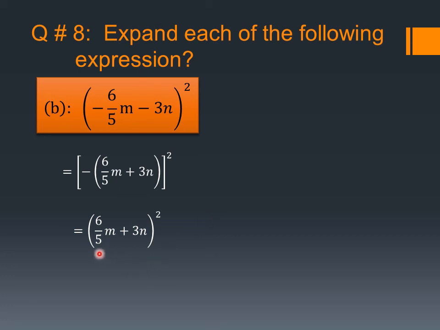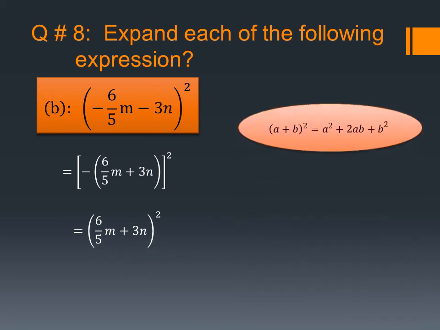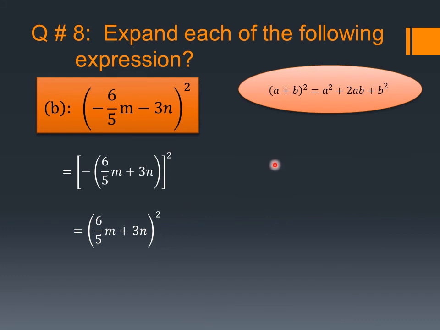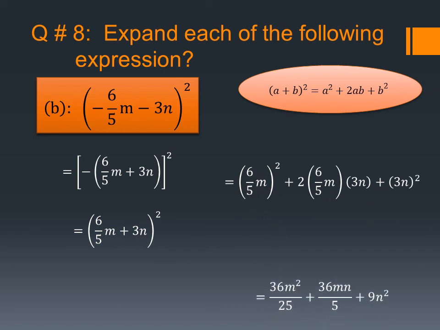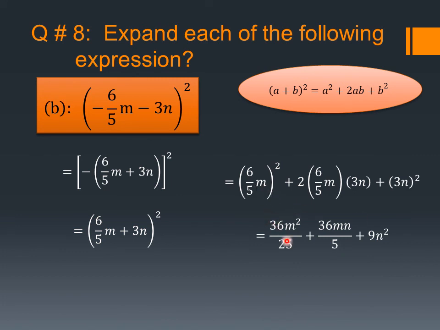So now which formula will be applied? The same formula that we applied in the previous question, a plus b whole square. What will be a? A will be 6m over 5 and b will be 3n. Replacing all these, now we will take the square of 6, m and 5, all the three digits. Taking the square, 6 into 6 is 36, 5 into 5 is 25 and square of m is m square. 2 into 6 into 3 is 36, and we are having 5 in the denominator, so I have written it, m into n is mn, 3n whole square is 9n square.